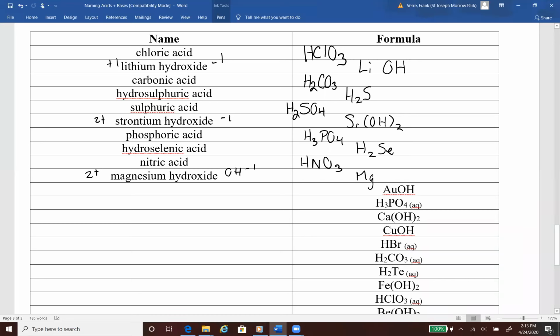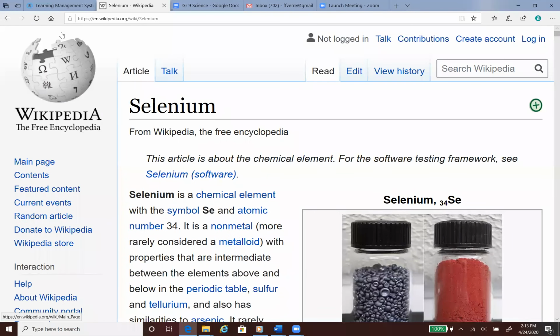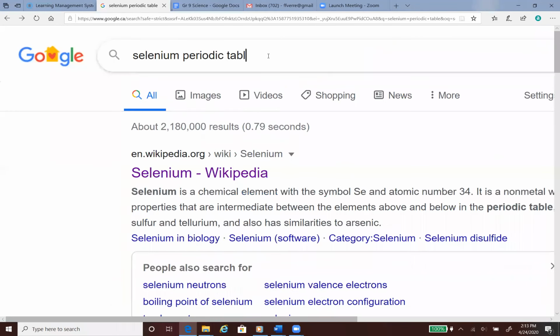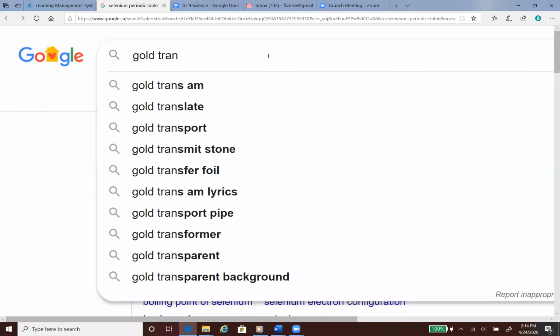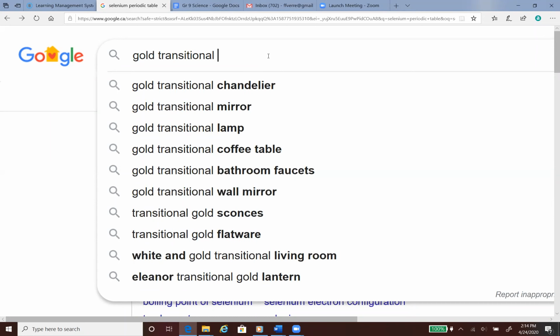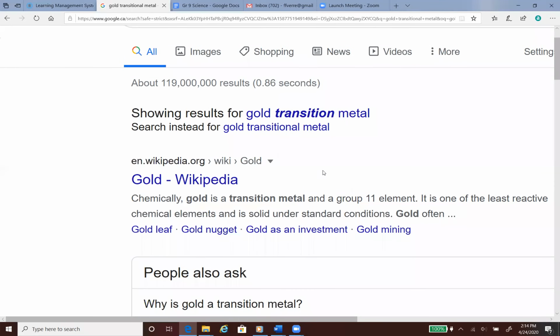So that means we need 2 hydroxide, Mg(OH)2. All right. And then the other ones you have the formula, and then you got to come up with the name. So this is Au, which is gold. Gold is a transitional metal. If you look up where gold is in the periodic table, gold comes up as a transitional metal. So we know that means that it has more than one charge.